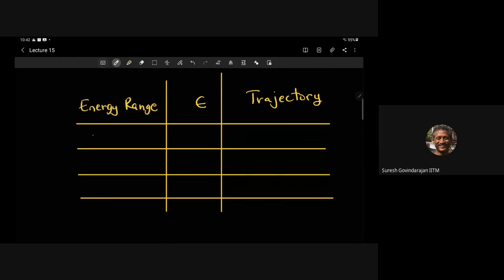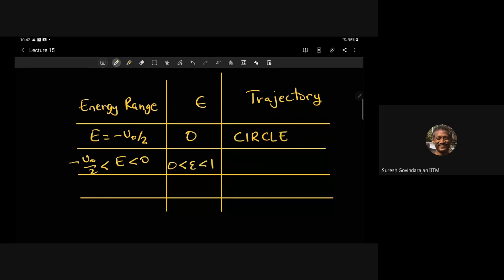Okay, so when E is equal to minus mu naught by 2, that means it's at the bottom of the potential. Epsilon, if you go back to the definition, is 0. You get a circle. Bound state is minus mu naught by 2 less than E less than 0. This is 0 less than epsilon less than 1. Okay, I'm using the wrong epsilon here. This is an ellipse. E equal to 0, epsilon equal to 1, you get a parabola. And E greater than 0, epsilon greater than 1, and you get a hyperbola.